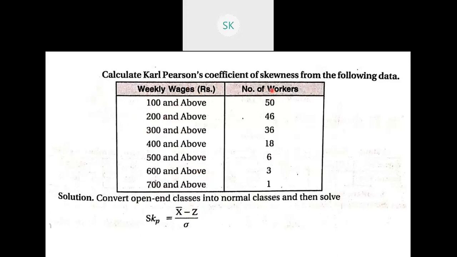You will have to rearrange these cumulative frequencies into normal frequencies. So how do we do that? Start from the least number, and from the least number, go on and subtract the numbers. So 1 will be written as it is, then 3 minus 1 will be the next frequency, 6 minus 3 will be the next frequency, 18 minus 6. Like this we are going to find out the frequencies.